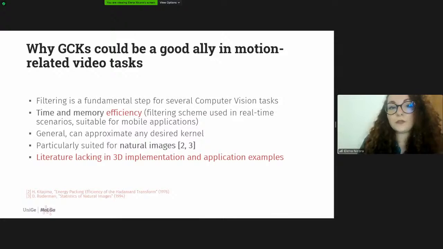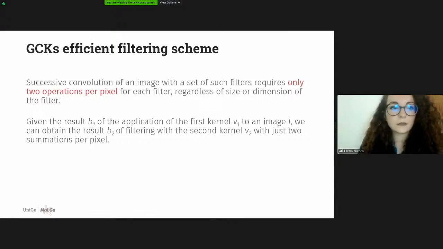So first of all, filtering is fundamental in several computer vision tasks. Their time and memory efficiency can be used in real-time scenarios and when computational resources are limited. Their generality can approximate any desired kernel. Literature says that they particularly work well on natural images because they have a packing energy efficiency.